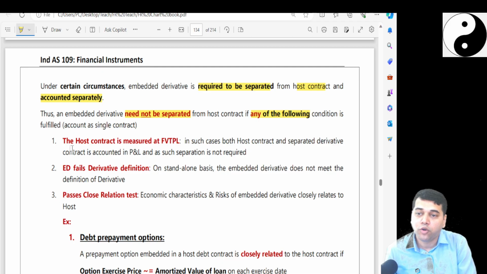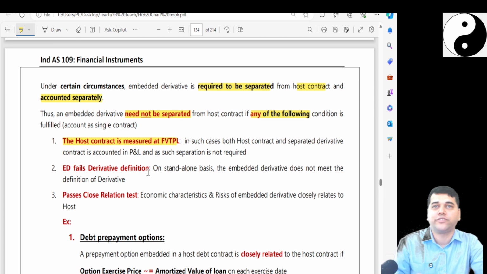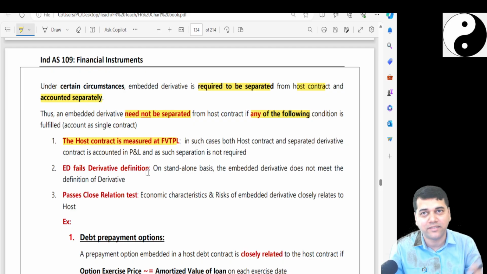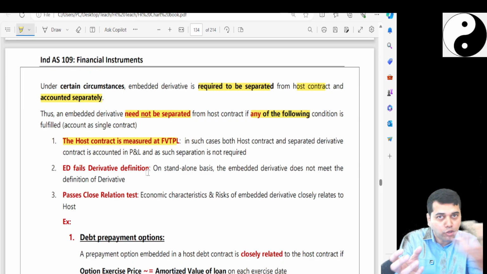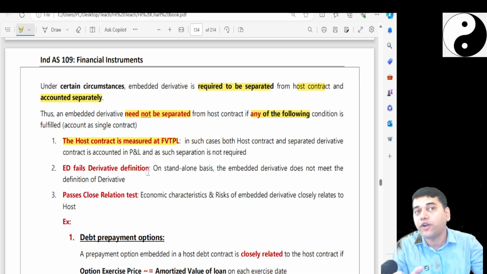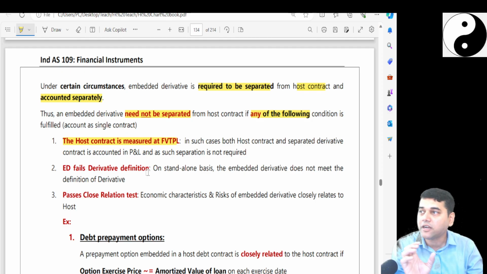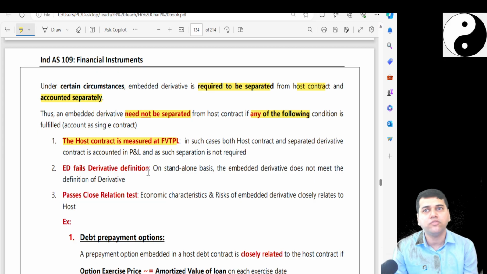One. The host contract is measured at FVTPL. Then you don't separate. Does it make any sense to separate? No, because even though you separate it, how do you account for the embedded derivative? FVTPL. The host contract, how do you account for it? FVTPL. You take the fair values and take both the fair values to the P&L account. So, separation makes no sense.